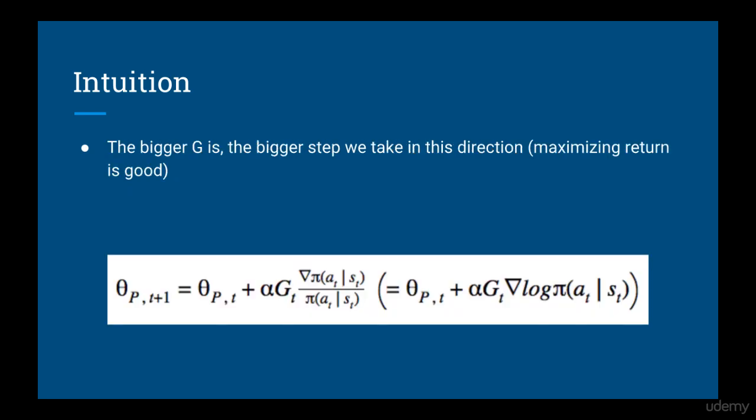First, consider g, the return. We are moving in a direction proportional to g. The bigger g is, the bigger step we take. This is good because we want to maximize our reward.